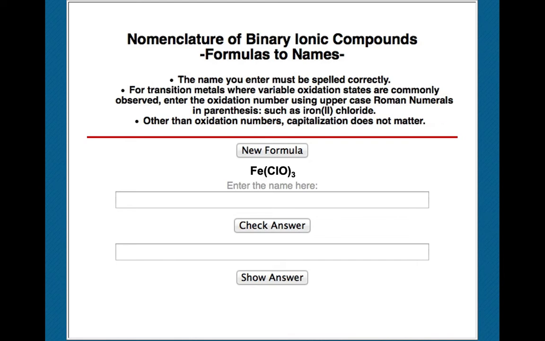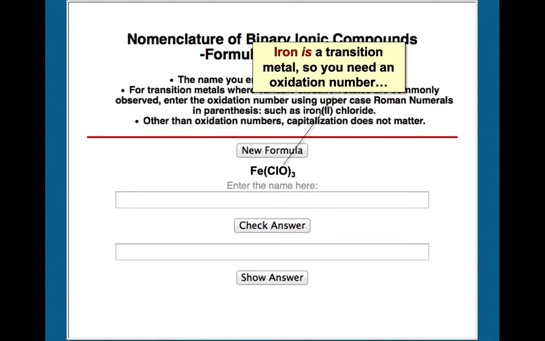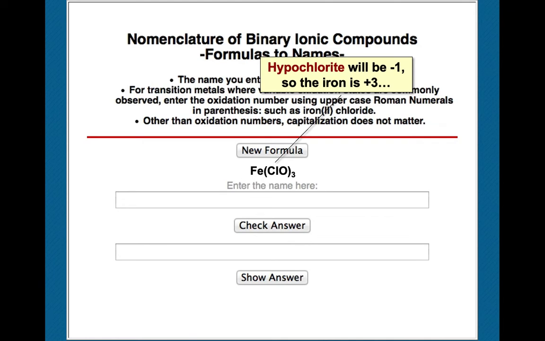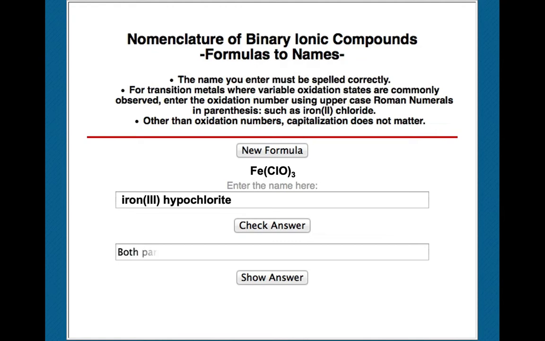ClO, what's that? Chlorate is the parent, ClO3. We've taken 2 oxygens away, so it's hypochlorite. Each one is -1. Iron is a transition metal. We have to show the charge. We have 3 negatives. Iron must be +3. The name, iron 3 hypochlorite. No multipliers.